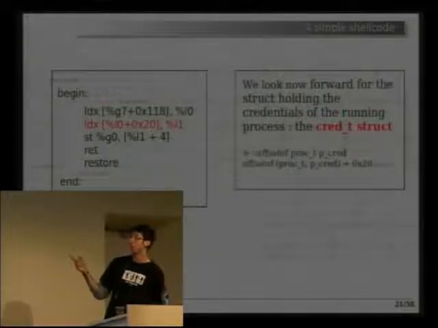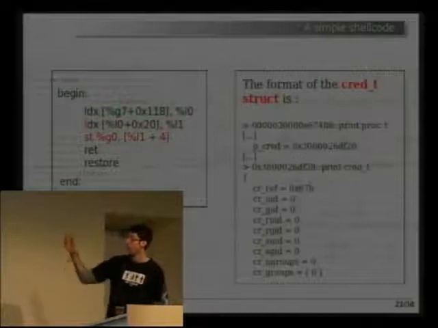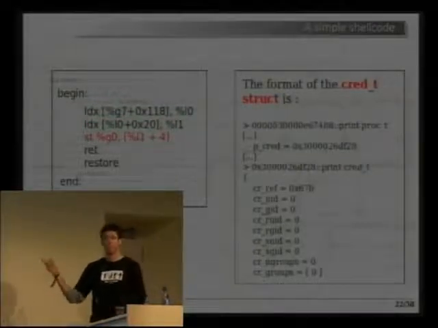The second instruction we do is go into the credential struct, which is the one that will hold all the information about your UID. This is an example from a credential struct which is already 0.